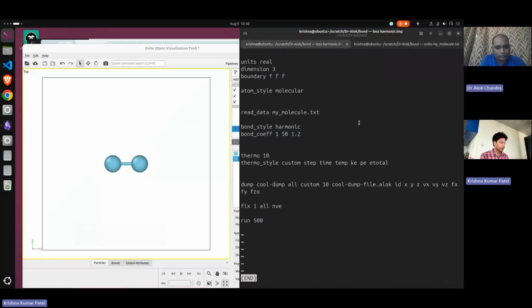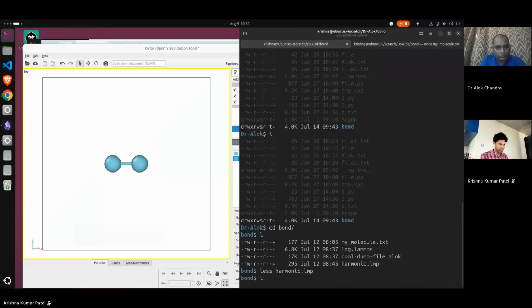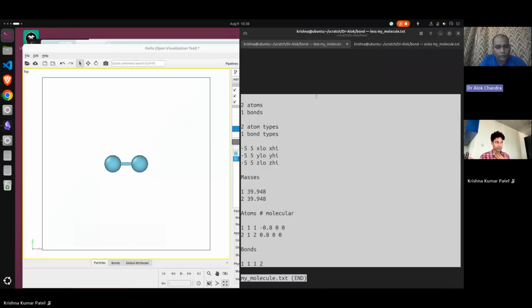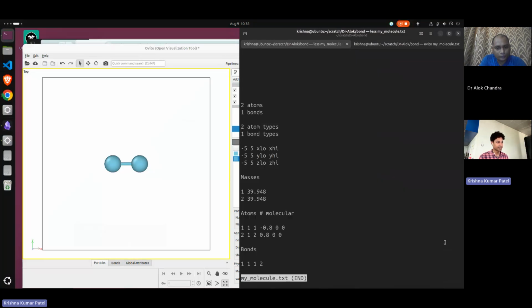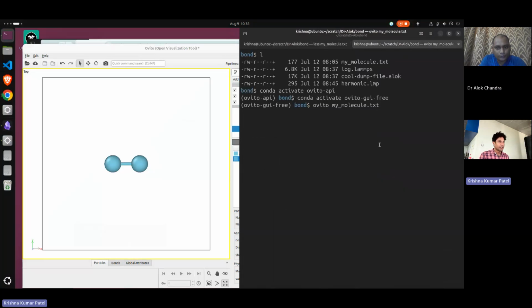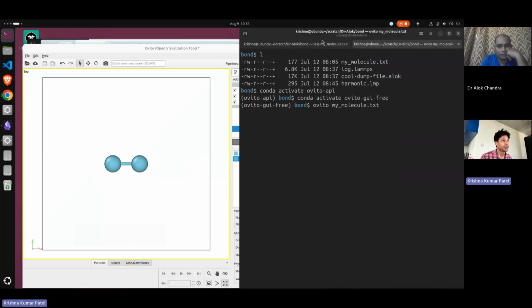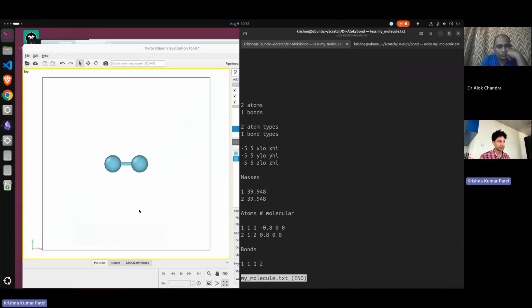Let me show you that. My molecule. Here. This is the file that we had written last time. Two atoms, one bond, everything else, right? And so this is the same mymolecule.txt file that we have loaded here, right? And on top of it, then we simulated this system.